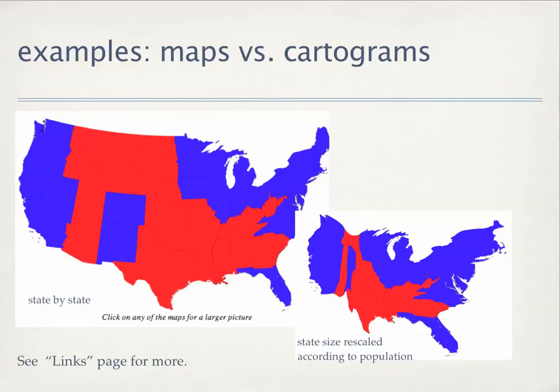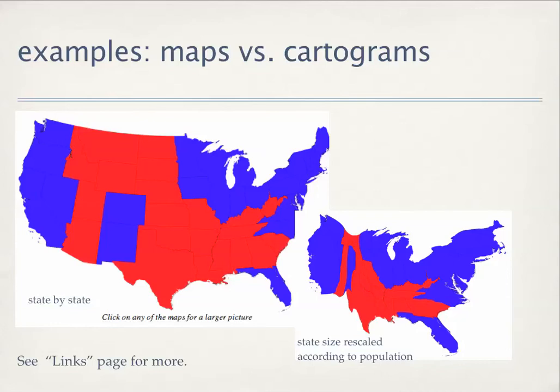Here's another example of how the visual representation of information can tell a story differently. This is a map, and you recognize it, I'm sure, as a map of the United States. It shows how each state went in the 2004 election. These are the red states that went Republican, the blue states that went Democrat. But if you resize the states according to population so that you see how they are proportionately with each other.